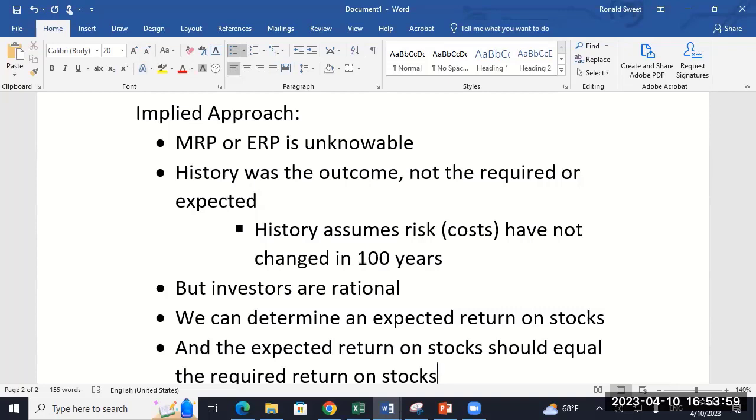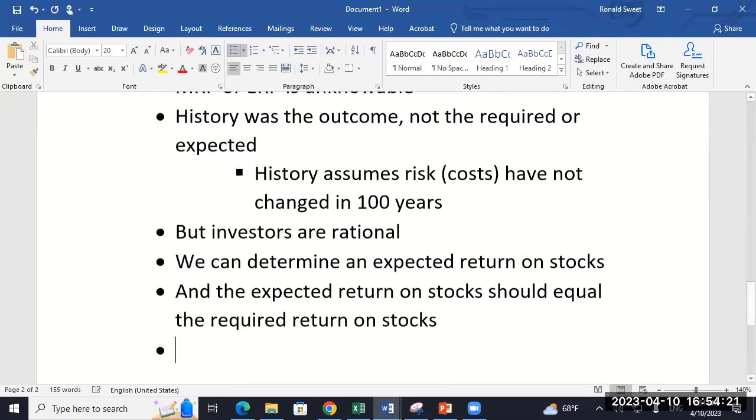Some people say surveys, but you can't do surveys. Surveys are entirely unreliable. Plus, if you do surveys, they're probably all using the implied approach anyway. So you can't use surveys. There's really no place to go get the required return. You can't go out to investors and say, hey, what do you require stocks to make so you have your risk covered? That's not going to work. But we can figure out the expected return on stocks. Now, why should these be the same?